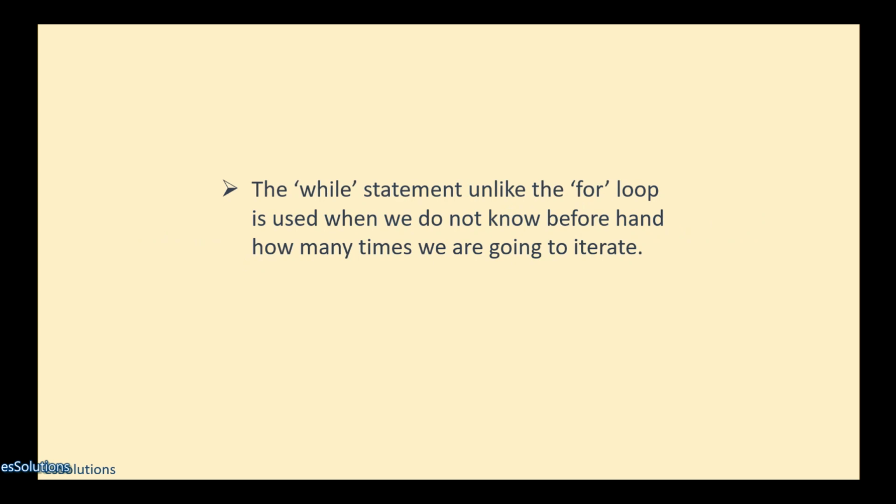The while statement, unlike the for loop, is used when we do not know beforehand how many times we are going to iterate. If you remember, when we talked about the for loop, we said that when we know how many times we are going to go through a particular loop, then we use the for loop. But when we don't have an idea of how long we will need to go through it, then we use the while loop. So the key there is, when I have an idea of how many times I'm going to go through it, I use the for loop. But if I am not concrete on the number of specific times it will take, then I use the while loop. So let's look at an example.